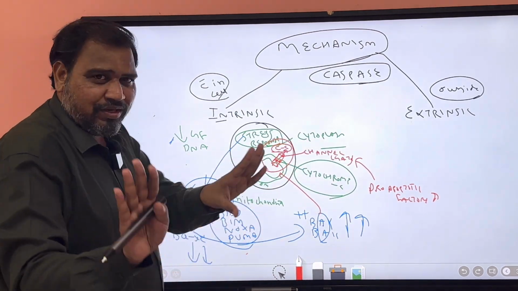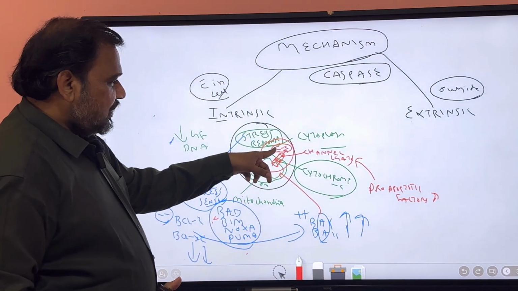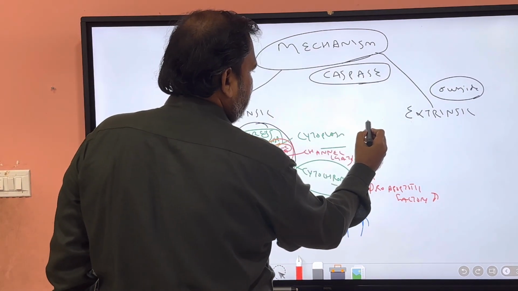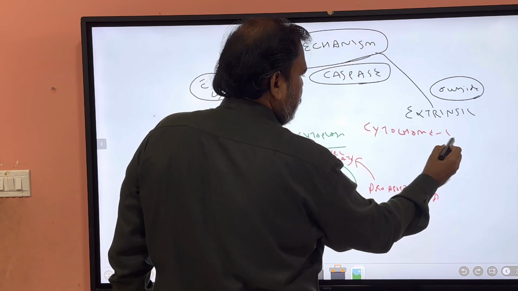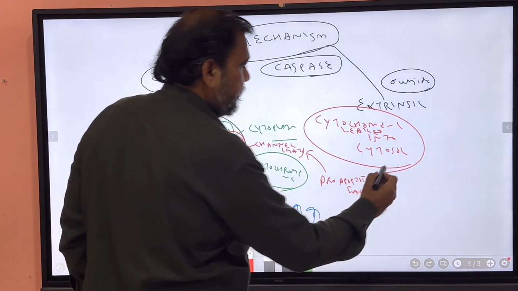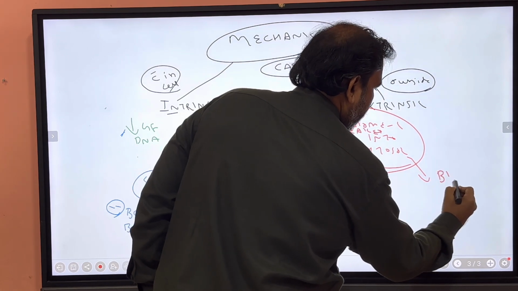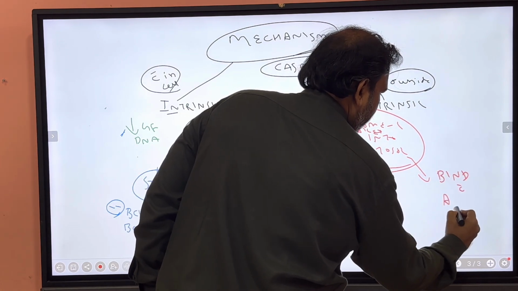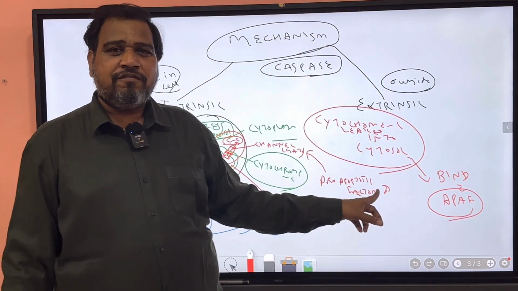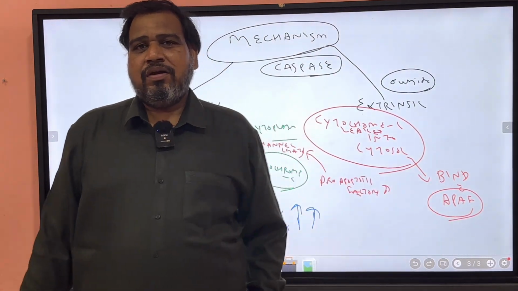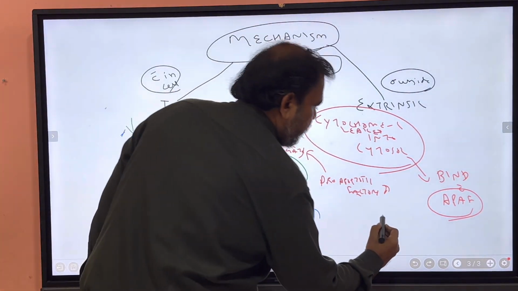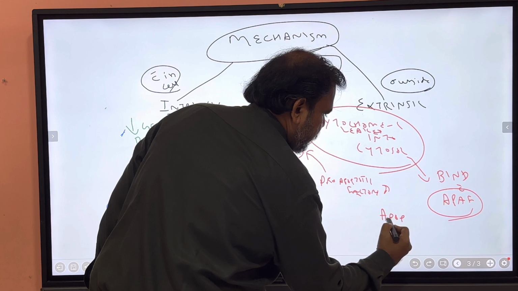Now just to concentrate, we are ready to complete. So what happens? The cytochrome C comes out. Cytochrome C into the cytosol, note it down. And this one binds with APAF. If anyone wants to answer what is the full form of APAF, you can pause the video and answer. APAF is nothing but apoptotic. So that means it is going to help in apoptosis.